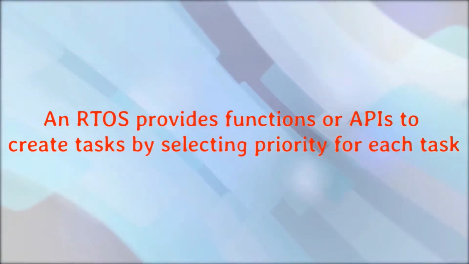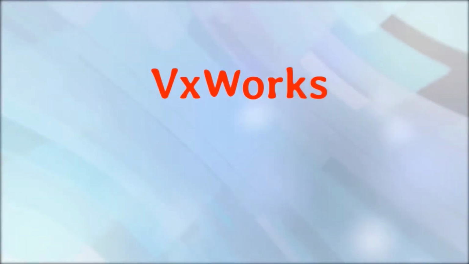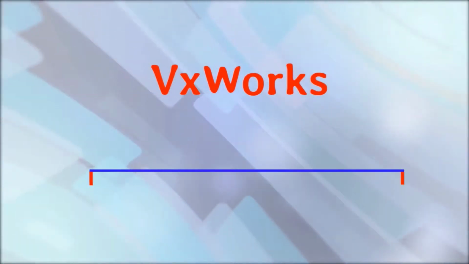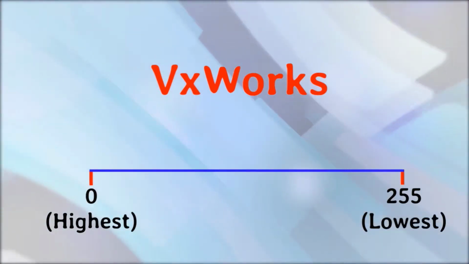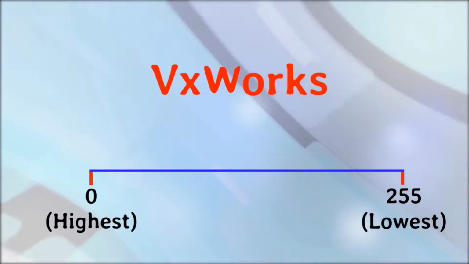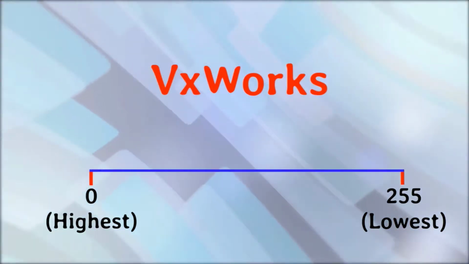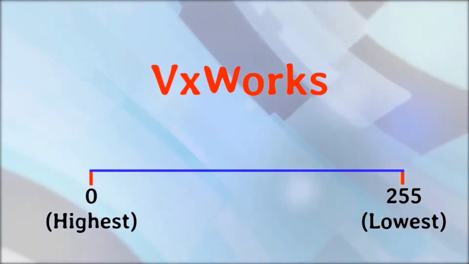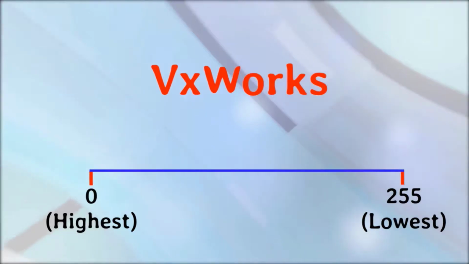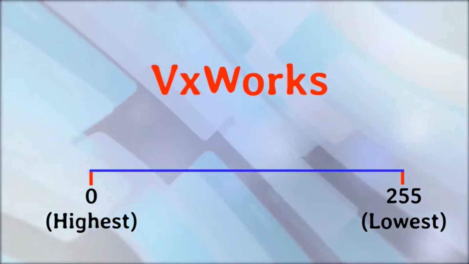For example, an RTOS like VxWorks supports task priorities ranging from 0 to 255, 0 being highest priority and 255 being lowest priority. That's how the priorities work in a VxWorks example. So the lower the number, the higher the priority, and the higher the number, the lower the priority. Let's do some coding to understand how this really works in an embedded application which uses an RTOS.